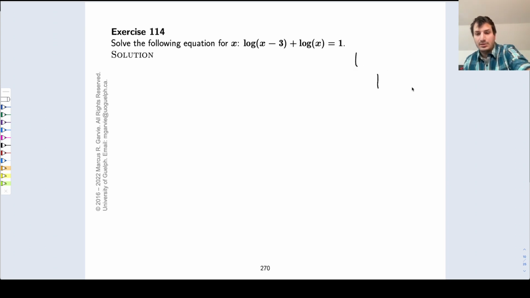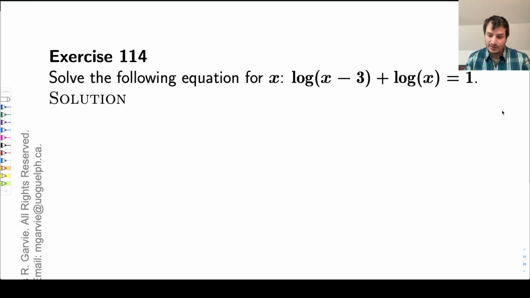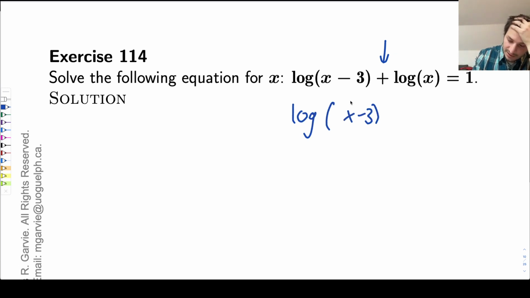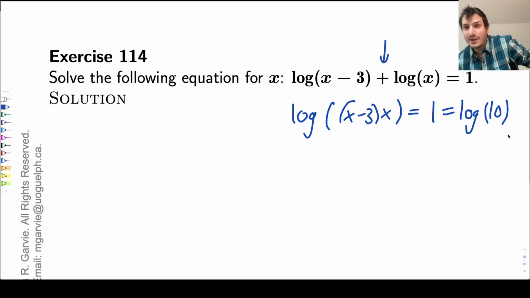Solve log of x minus 3 plus log of x equals 1. They wrote log with no base. That means log base 10. Adding outside the logarithms is the same as multiplying inside the logarithms. So we have the log of x minus 3 times x is equal to 1. And by the way, 1 is equal to the log of 10, right? That's the same kind of thing we did last time. 10 to the power 1 equals 10. And we're working in log base 10 here. So 1 is the log of 10. And now the log of something equals the log of 10, so the something has to equal 10.